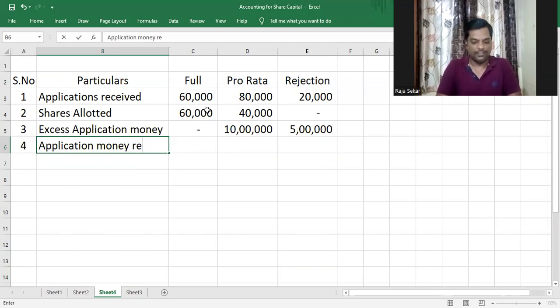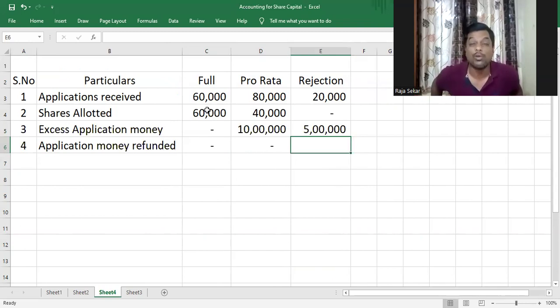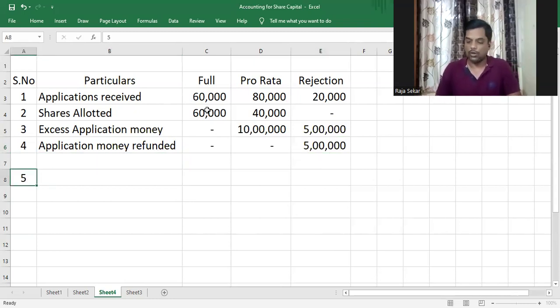Application money refunded. What is the application money refunded for the full allotment people? We don't refund anything because they applied for 60,000 shares and we allotted 60,000 shares. So we'll just transfer that to share capital account. For pro rata allotment people also, we won't refund, because that 10 lakh extra application money that they paid will be utilized for setting off against allotment dues or first call dues, as it is instructed in the question. And when it comes to the rejected people, we'll refund the entire 5 lakh. Understood or not, my dear children?